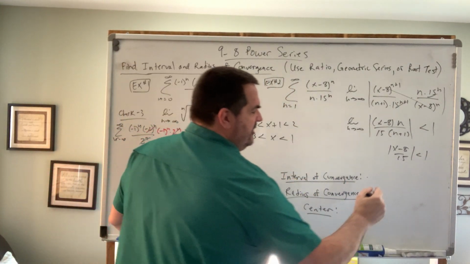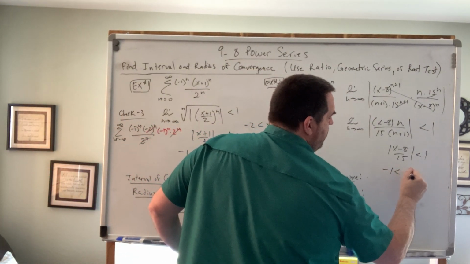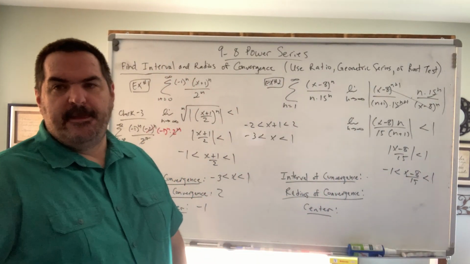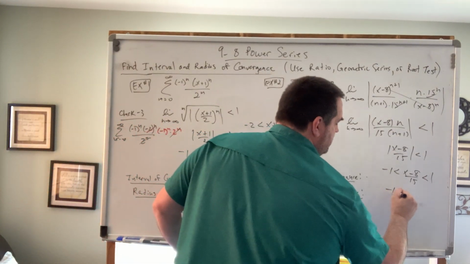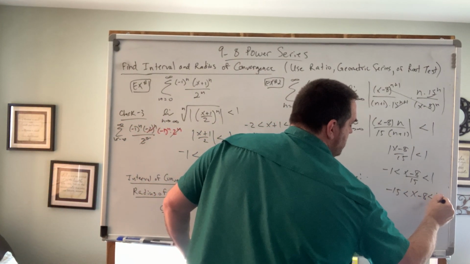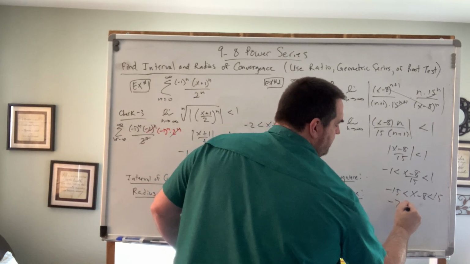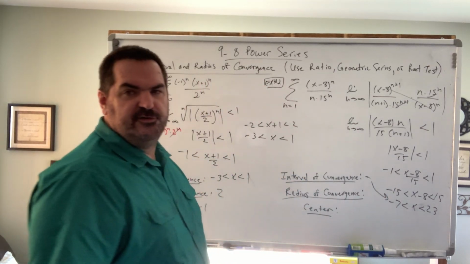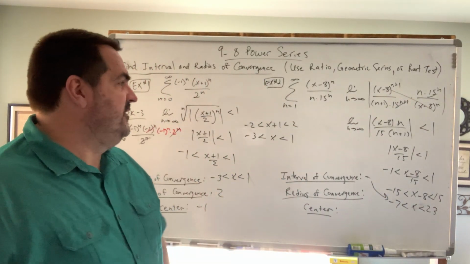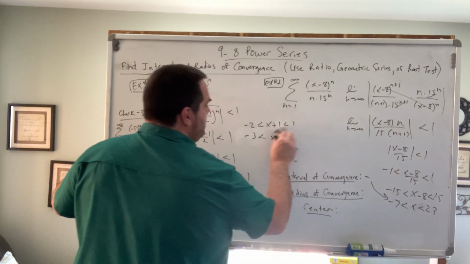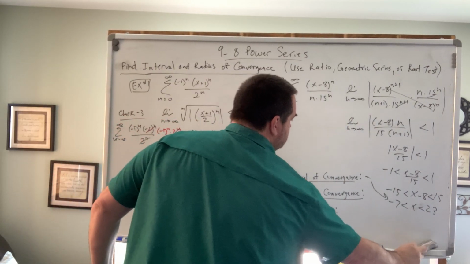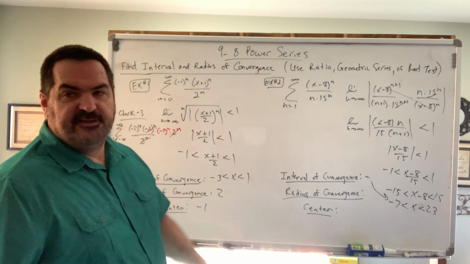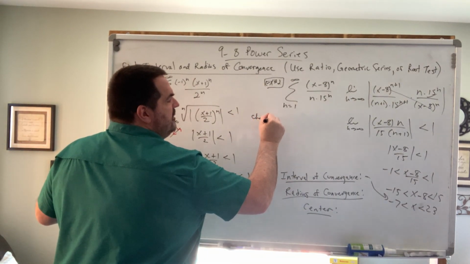So we can jump right to here. And multiply everything by 15. Add 8. So I'll just, there's my interval of convergence from -7 to 23. So I got to check my endpoints. Let me check my endpoints. -7. So I'd say, hey, I'm going to check -7.